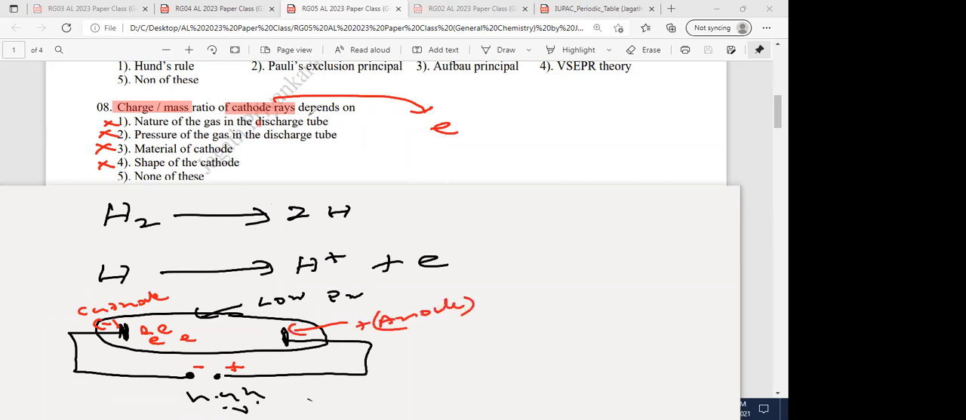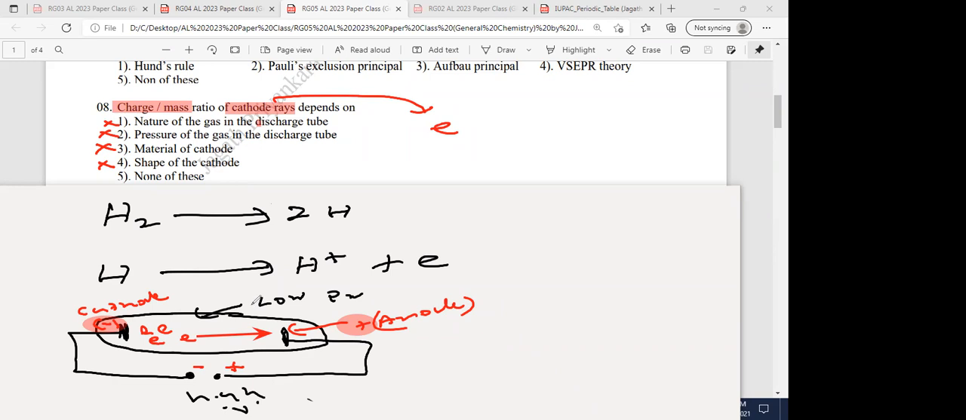Now electrons will travel from the cathode, repelled, because this side is negative. So electrons get attracted from negative to positive, from the cathode towards the anode. The anode is positive. So these fast moving electrons from the cathode towards the anode are known as what? Cathode rays. Actually, cathode rays consist of the particle electron. Electron is negatively charged. Since it is coming from the cathode, it's called cathode rays.